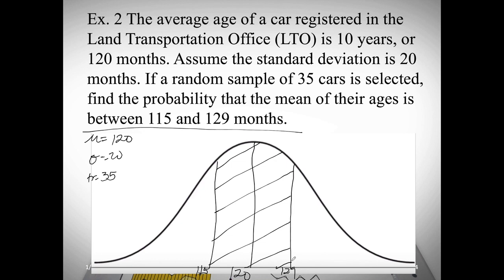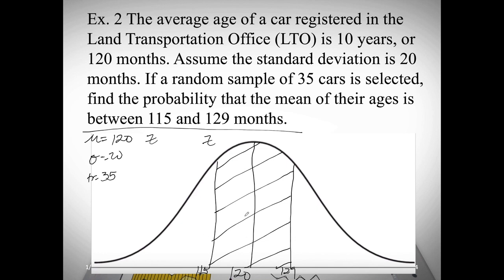So, para ma-convert natin, madali lang naman. We need to convert the values, yung mga months na yan, no? We need to convert yung value na to sa ating standard normal distribution curve. That's why, gagamitin ulit natin yung formulang ginamit natin kanina. Pero kung titingnan nyo, dalawa ang z-value na kukunin natin. Yung z-value na katumbas nito at yung z-value na katumbas nito. No, between kasi eh. Between 115 and 129.